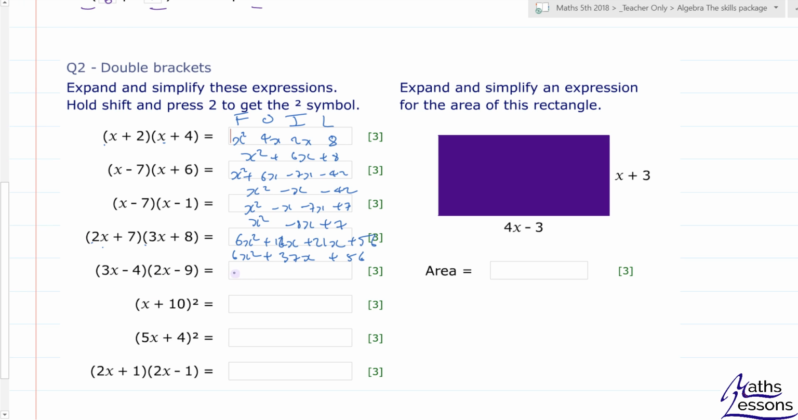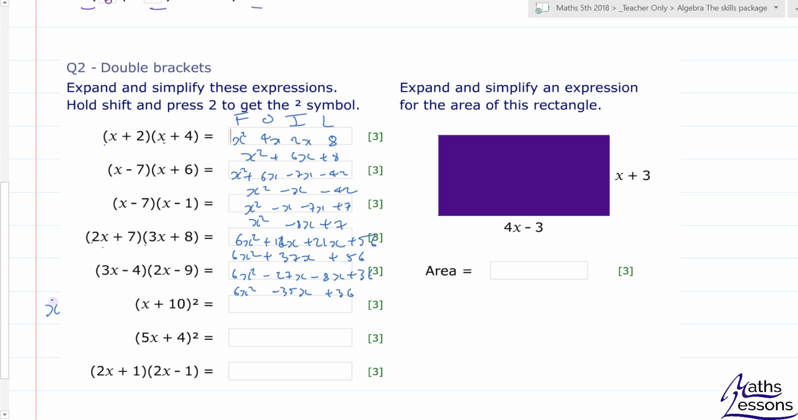3x times 2x is 6x squared. Outer two things, that gives you minus 27x. Inner two things, minus 8x. Last two things, minus times a minus, plus 36. So add the inner two things together, we get minus 35x. 6x squared in the beginning.